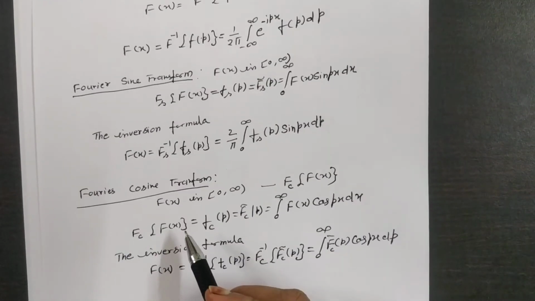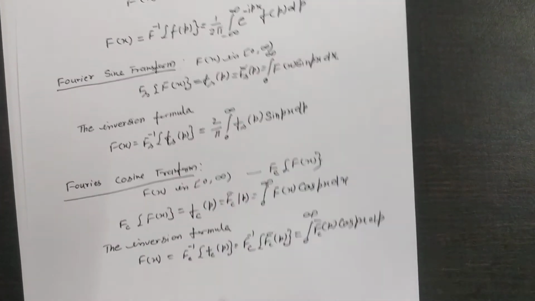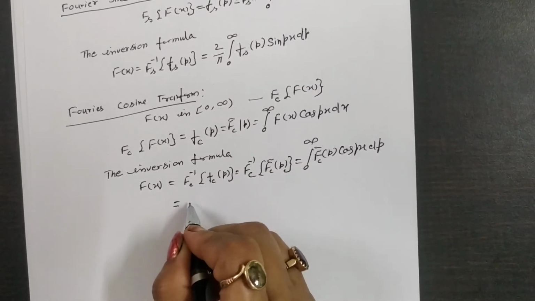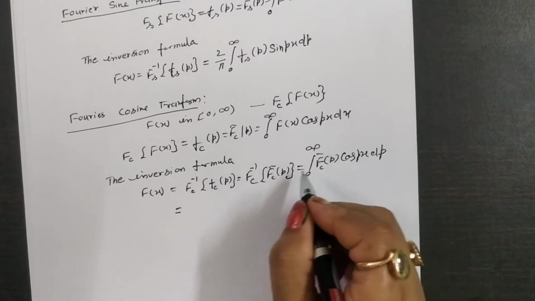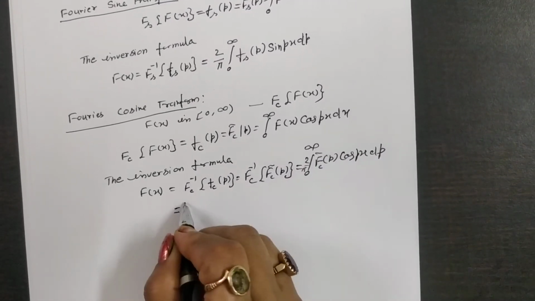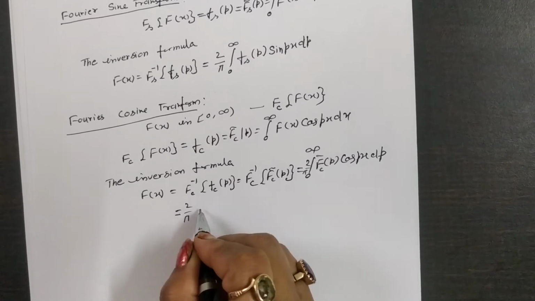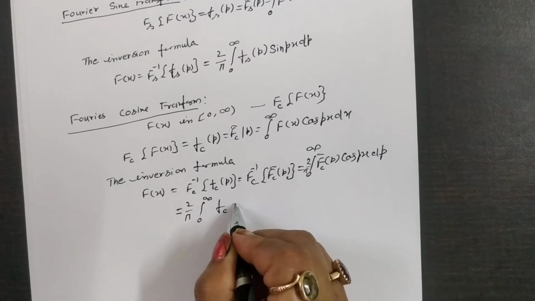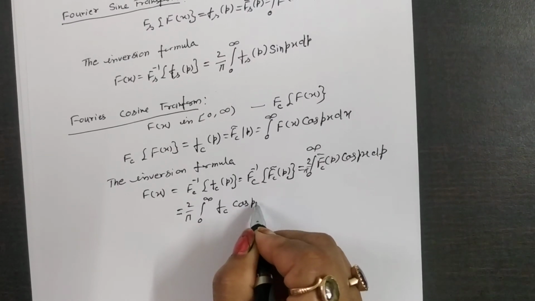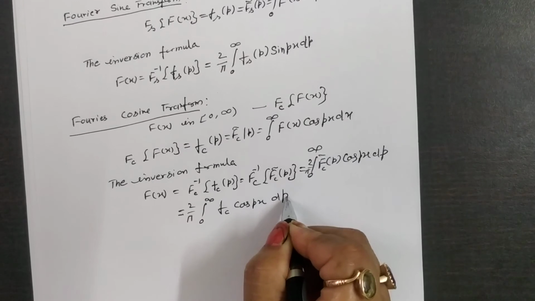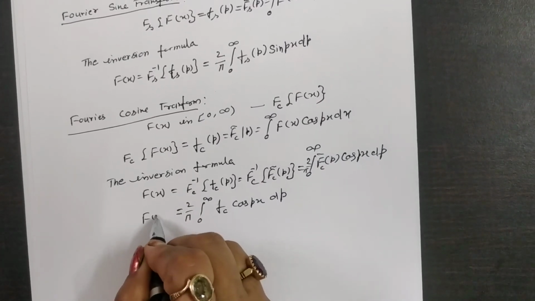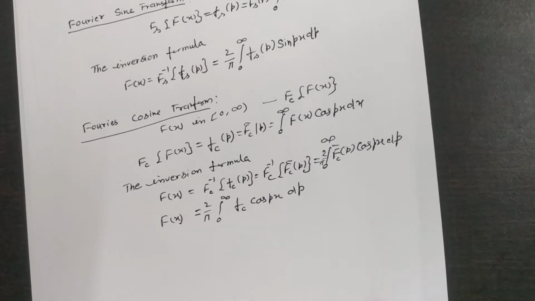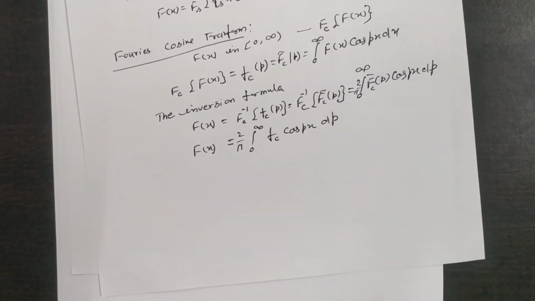This can again be written as 2 by pi times the integral from 0 to infinity of F c of p cos px dp. For the cosine and sine, you use these formulas. These formulas are the inversion formulas.